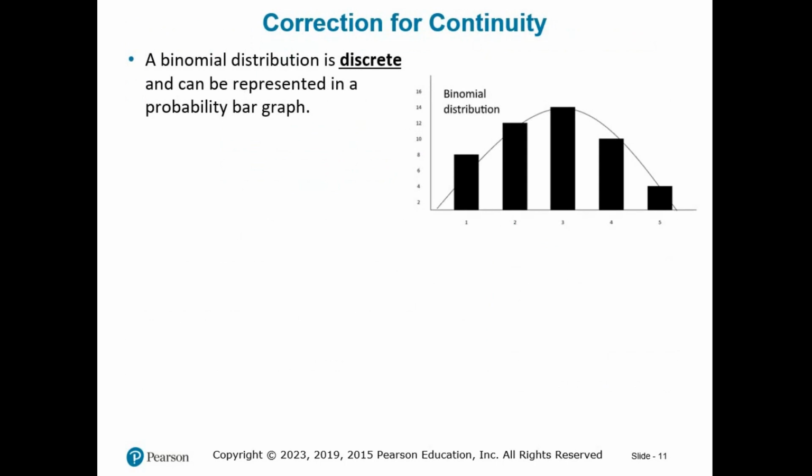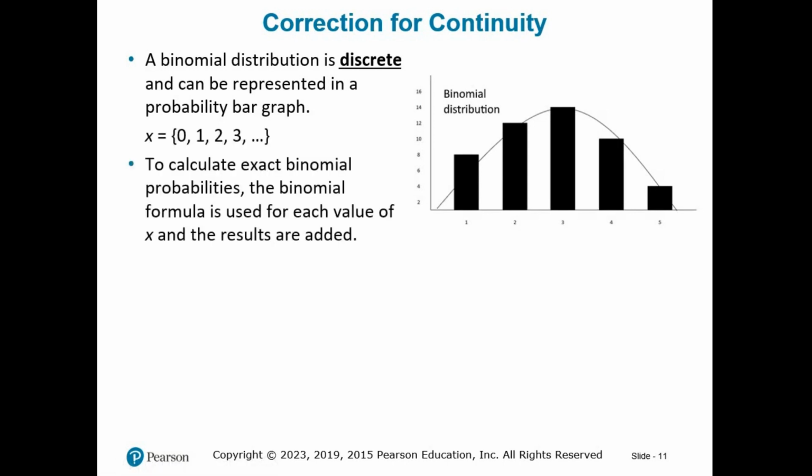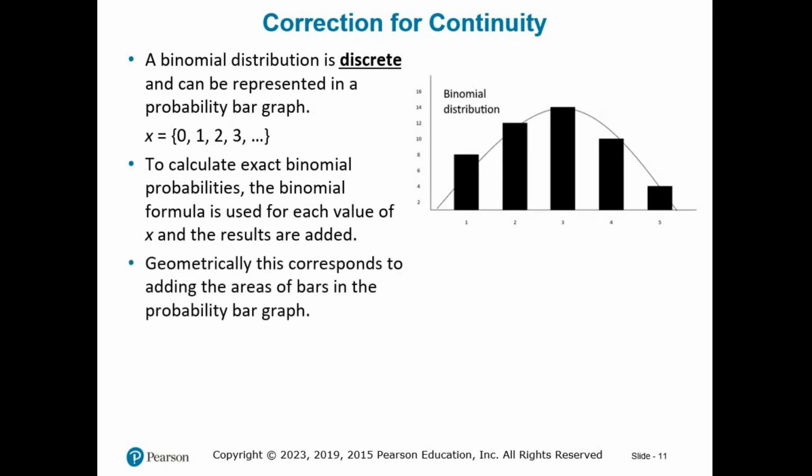A binomial distribution is discrete and can be represented by a probability bar graph, where the x values are non-negative integers 0, 1, 2, 3, and so on. To calculate binomial probabilities, the binomial formula is used for each value of x, and the results are added. A few sections ago, we talked about the area of a bar being similar to the area under a curve. We talked about how that would mean the width would be 1 and the length would be the probability, or the height of the bar. Geometrically, this corresponds to adding the areas of the bars in the probability bar graph. Well, now we're going to actually work with that idea even further.